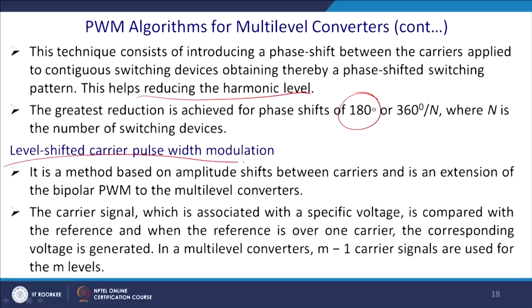Phase shifted carrier pulse width modulation is a method based on the multiple shift between carriers and is an extension of the bipolar PWM to the multi-level converter. The carrier signal which is associated with a specific voltage is compared with the reference, and when the reference is over one carrier, the corresponding voltage is generated. In a multi-level converter, M-1 carrier signals are used for M levels.